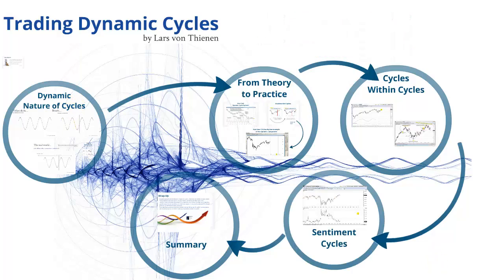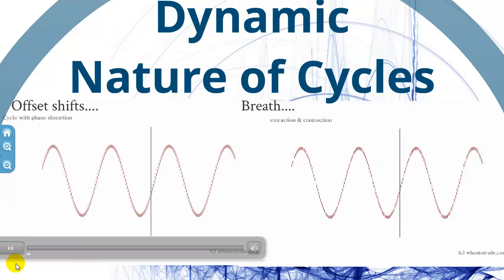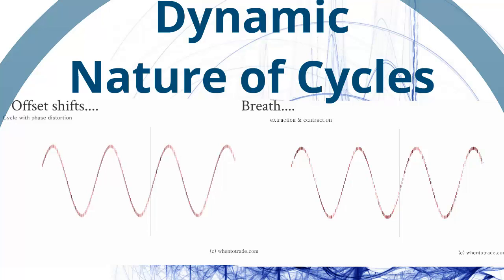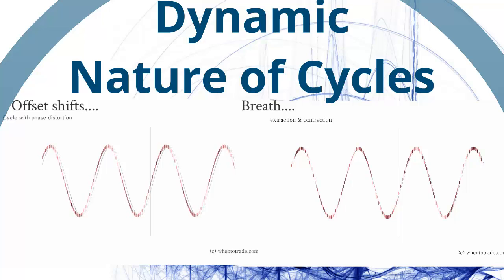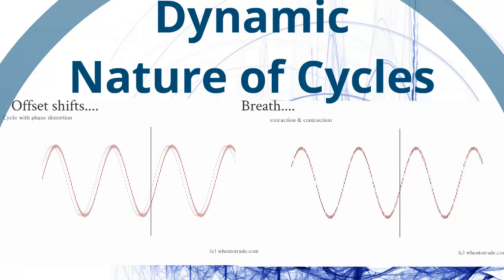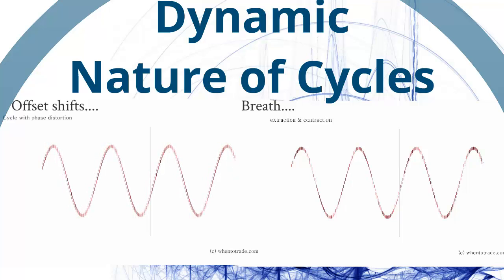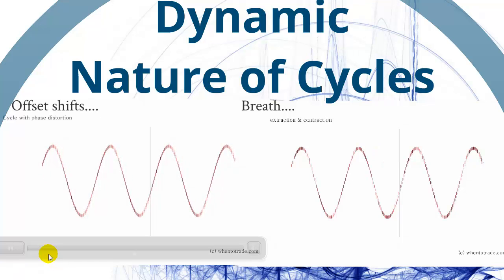So let's start now with the dynamic nature of cycles. What is the dynamic nature? First you have to deal with different effects. The first effect I want to show you is the so-called offset shifts. This means we have cycles with phase distortion, and you see by the red moving cycle, it's still the same cycle as the gray one, but it's moving a little bit about the tops and the lows. So the starting point of this cycle is moving slightly during time, and this is what you will observe in real-time price behavior. So this is the first effect.